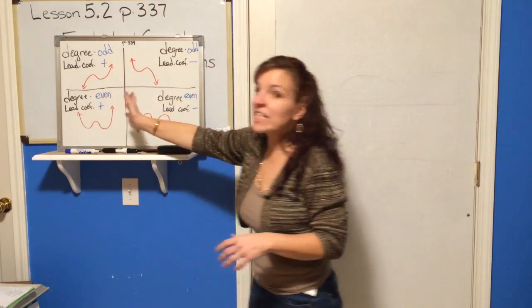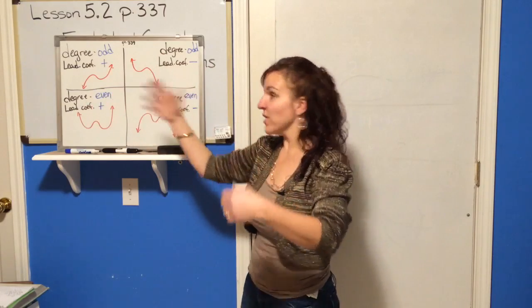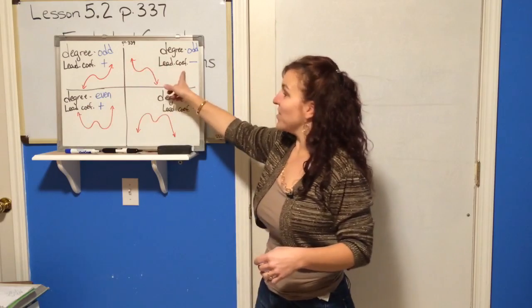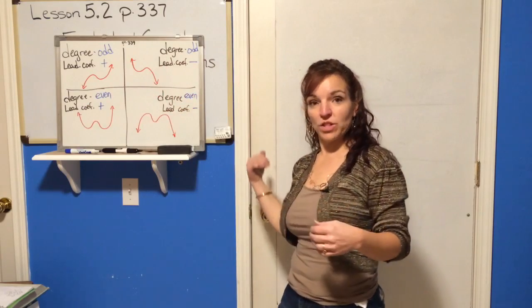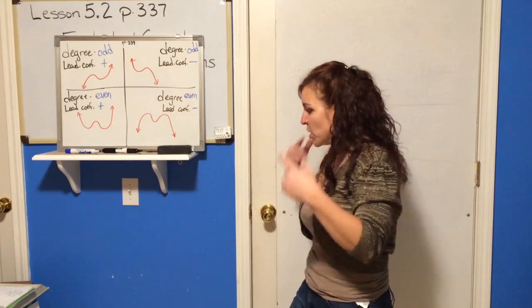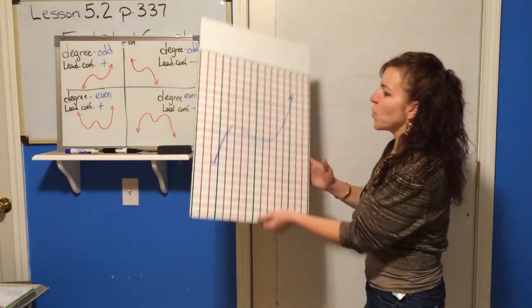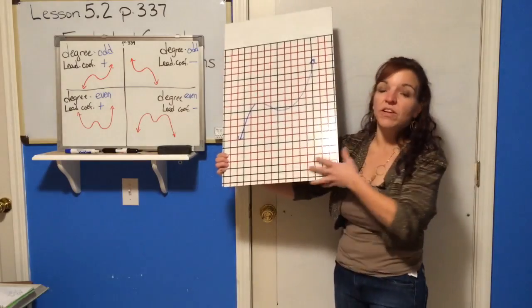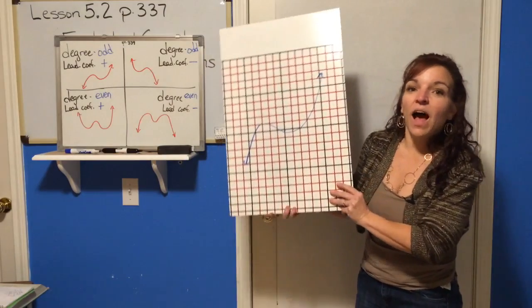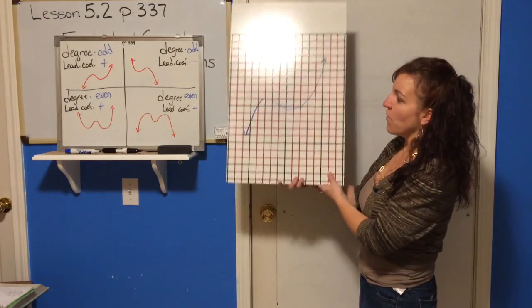Positive, you end up, the end of your graph to the right of the graph is going to go up. And if it's negative, the end of your graph is going to go down. All right, so all of that said, there's going to be some examples where they say, here's a graph, explain to me the degree and the leading coefficient of your graph.